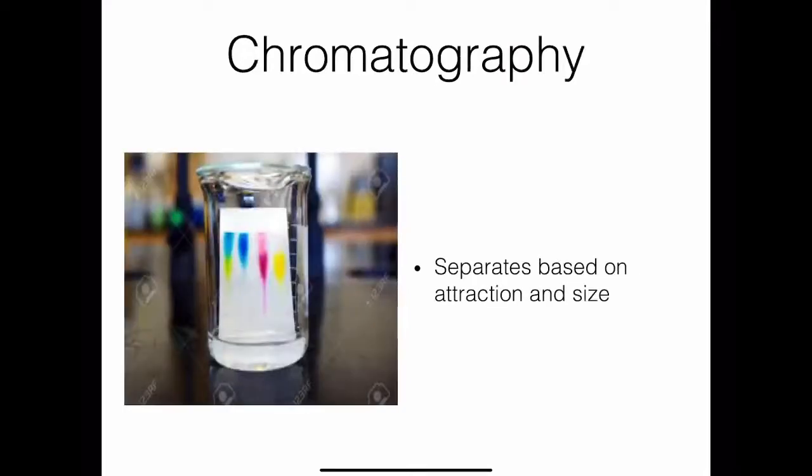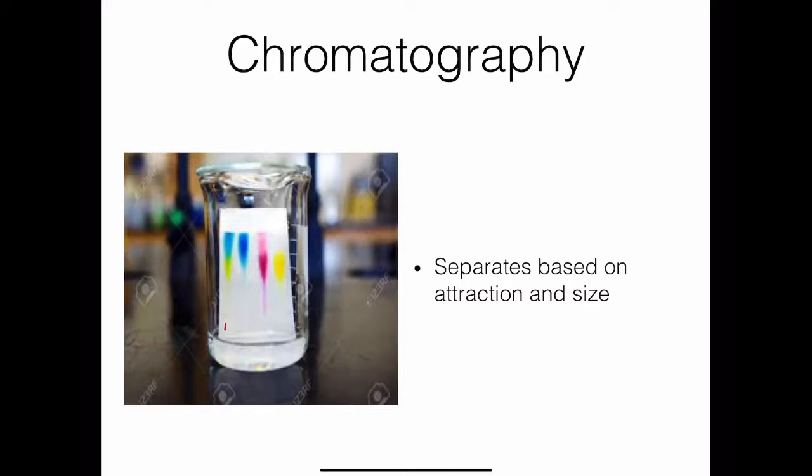And the last form is chromatography. Now, chromatography is a way to separate dyes. We can see a definite color separation in dyes like this. So it's separation based on attraction and size. And it doesn't just work with dyes, but this is just the most common way that we use chromatography. So we know that, for example, green ink is made of blue and yellow pigments.